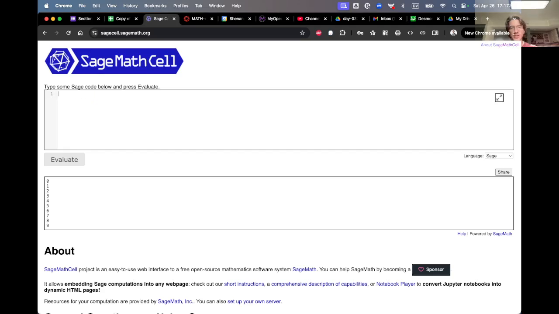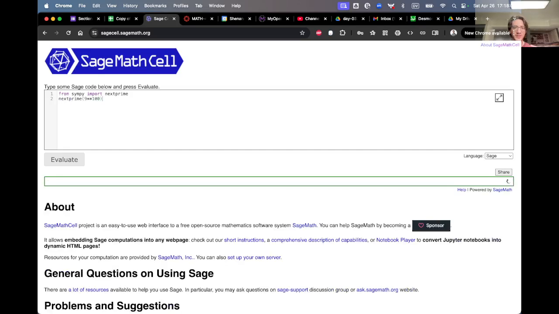I can import things that we've imported before. So from sympy import nextprime, and I can look at nextprime(9**100), for instance, and it prints out that prime number. And so we can do everything that we've done in Python. But now we can do extra stuff with elliptic curves.